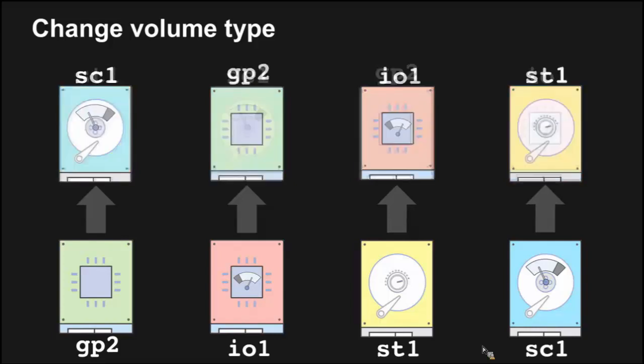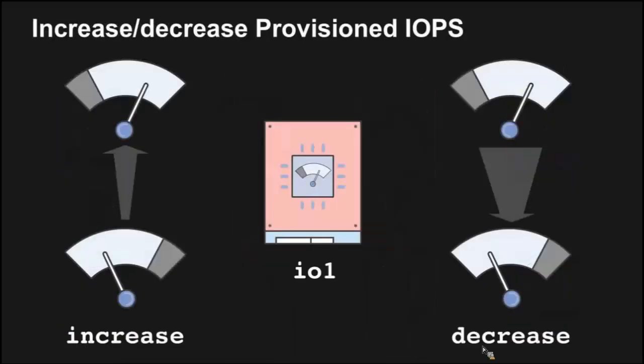So you can also change the volume type. Elastic Volumes that support this feature are the current generation volumes. So the GP2s, the io1s, the ST1s, and the SC1s. So you can change the volume type to any of the other 3 volume types. So let's go through some of the combinations.